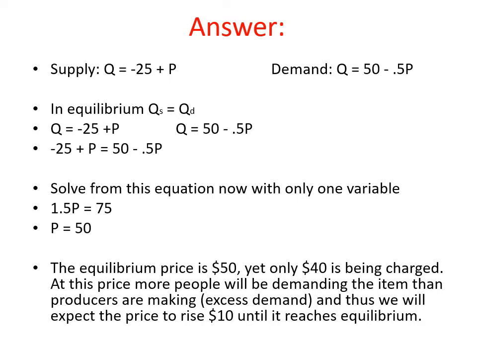Yet we were told that only $40 is being charged. At this price, more people will be demanding the item than the producers are making. Right? At $40, when the equilibrium should be 50, we're going to be purchasing a bunch, and so excess demand will occur, and thus we'll expect the price to rise about $10 until it reaches its equilibrium point.